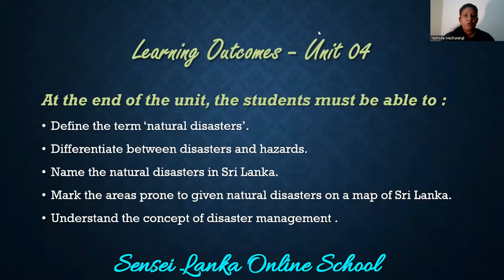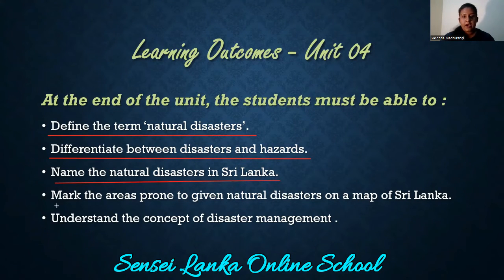So what are the learning outcomes of unit number 4? At the end of unit number 4, these things will come for the exams. These things will come for your unit test. They will come for your term test. So look at them. Define the term natural disasters. Differentiate between disasters and hazards. Name the natural disasters in Sri Lanka. Mark the areas prone to given natural disasters on a map of Sri Lanka.